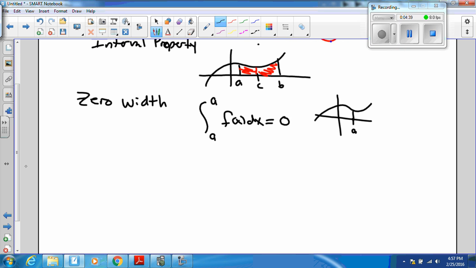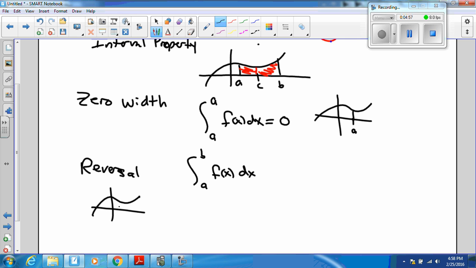And then finally, we considered reversing the interval of integration. If I integrate from a to b, then what I am doing is finding the net signed area under the curve as I travel from a to b like so.